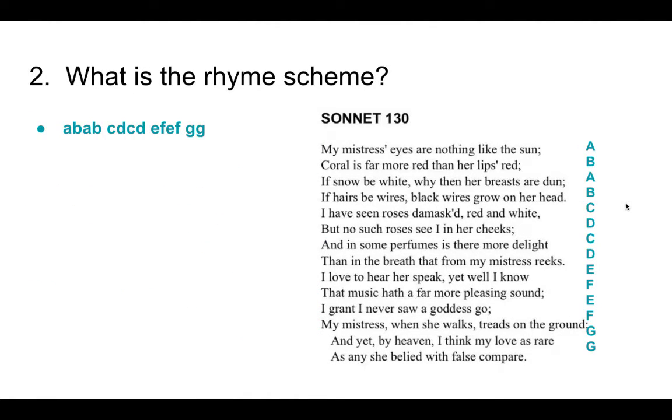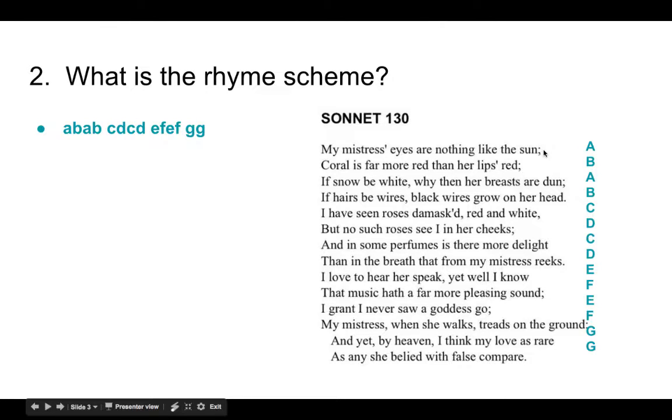Second thing you need to know is, what is the rhyme scheme of a Shakespearean sonnet? The rhyme scheme will always be A, B, A, B, C, D, C, D, E, F, E, F, G, G. But what does that even mean? If you look on the right side, you see the rhyme scheme. Each of these letters corresponds to the last word of that line. So essentially, we are looking to see if the last words of each line rhyme. And if they do, we use the letters of the alphabet to show that.